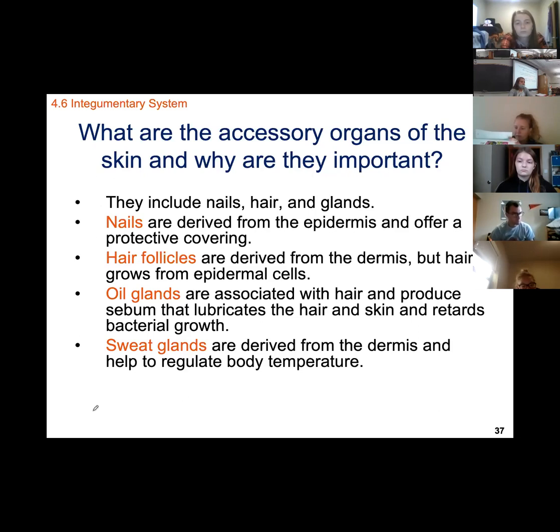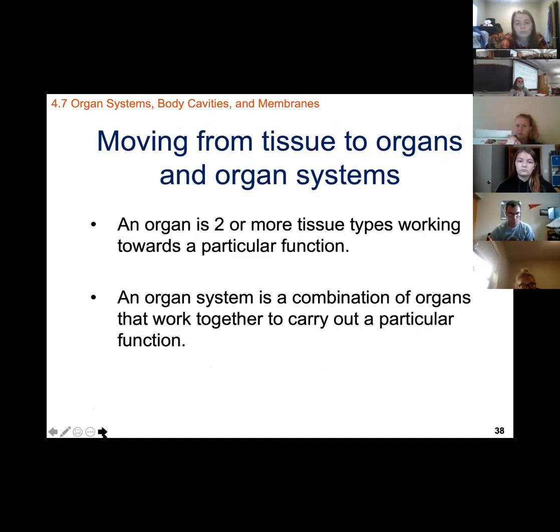Okay, so let's talk about like in relation to where are we at? Like, why are we talking about this? So we talked about tissues. When you have a group of tissues, they make up an organ, like your heart, your lungs. Your skin is an organ.